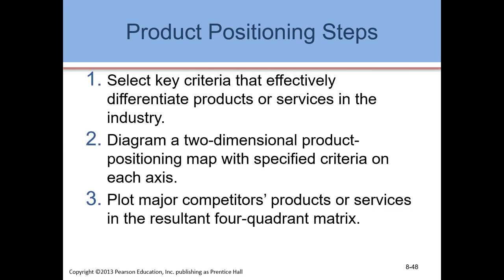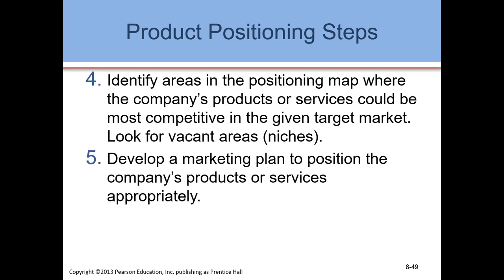So the third concern would be plot major competitors' products or services in the resultant 4-quadrant matrix. The fourth factor related to the product positioning steps would be identify areas in the positioning map where the company's products or services could be most competitive in the given target market, and look for the vacant areas and the targets which are not yet hit by the competitors, and developing a marketing plan to position the company's products or services appropriately.